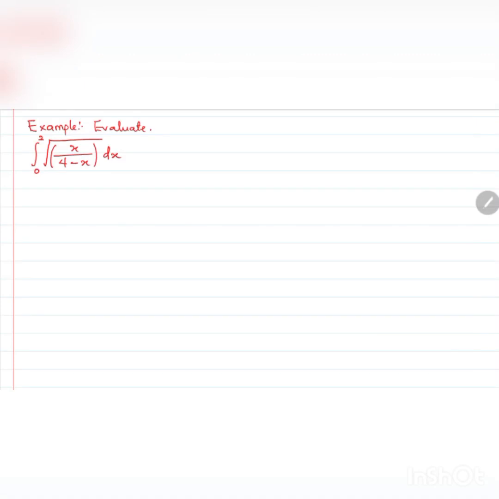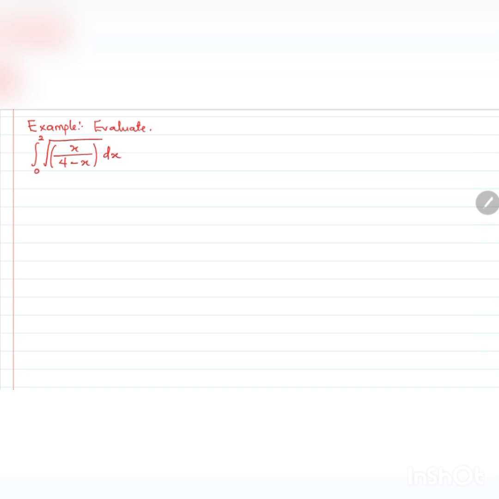Hello. Let's look at more examples on integrations involving trigonometry substitution. Now, looking at this integration, we are asked to integrate this, and it is of trigonometry substitution.